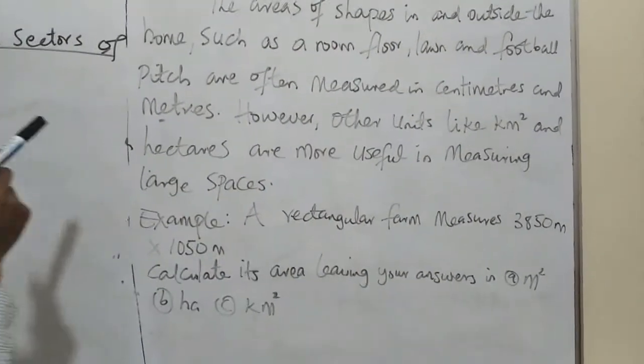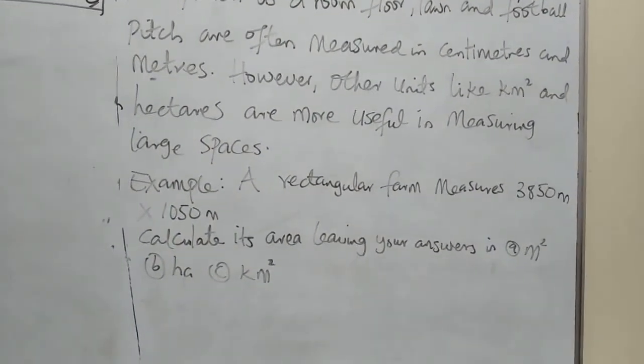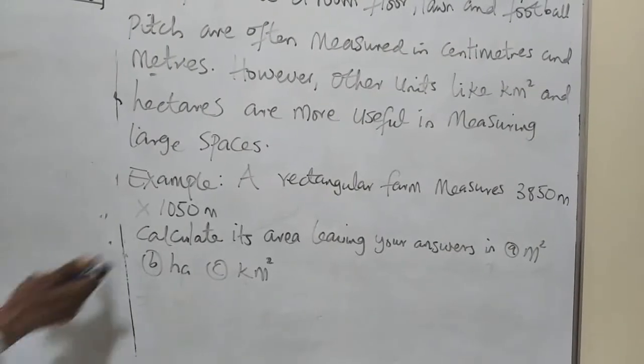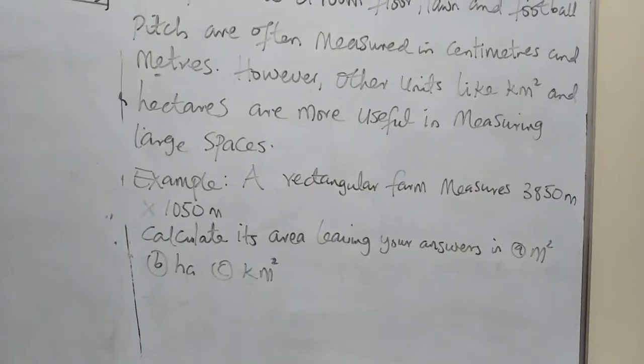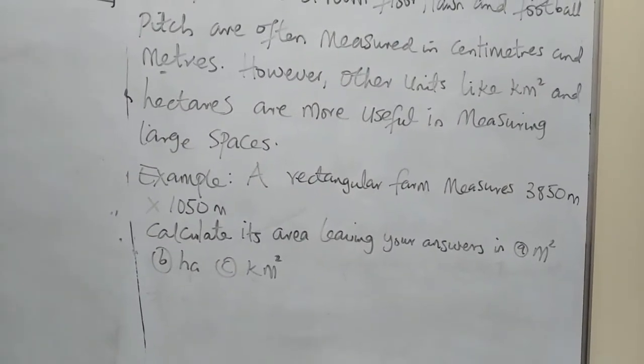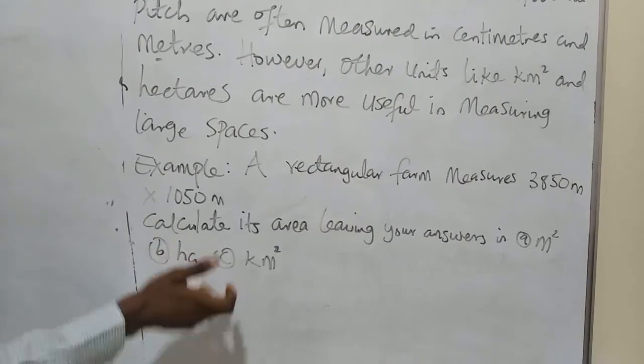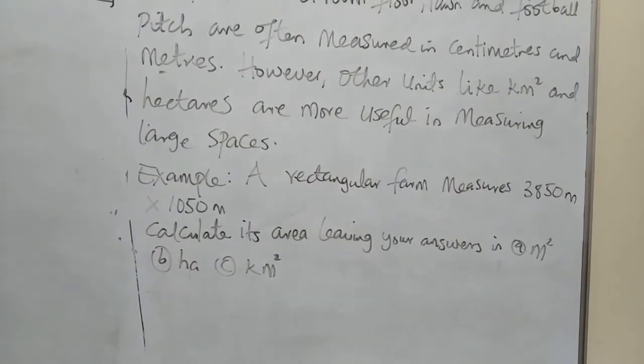We have a question on the board. A rectangular farm measures 3,850 meters by 1,050 meters. We have to calculate its area, leaving our answers in meters square, in hectares, and in kilometers square.